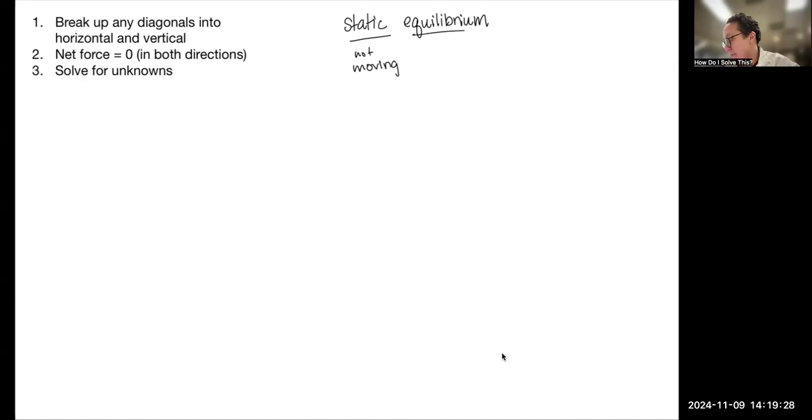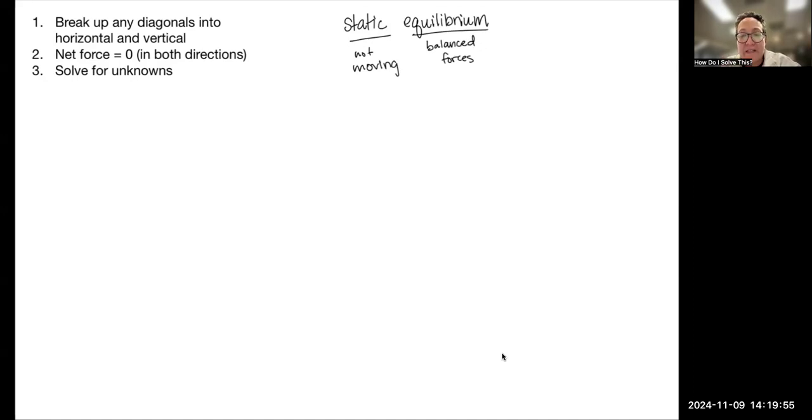All right. Equilibrium means balanced. And specifically in this case, it means balanced forces. So a static equilibrium problem is one where an object is not moving because its forces are balanced. And these problems are incredibly important. Specifically, you see this a lot in civil engineering, and that's what my background is in.